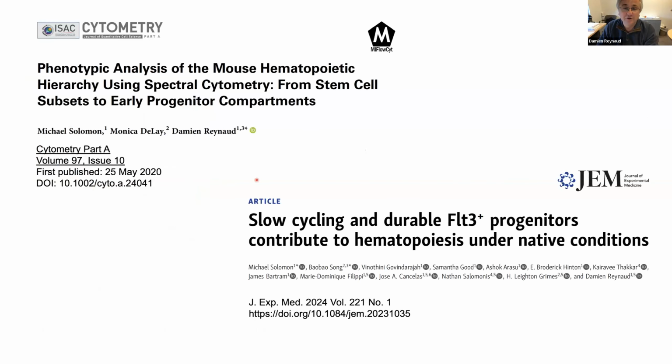Okay, I have been long, actually more than I expected, but I'm going to finish here and give you these 2 papers. It's a little bit of self-promotion. If you are interested in this 14 color panel, I will refer you to this paper that we published in 2020 in Cytometry Part A. If you are interested in the use of H2B or Ki67 reporter mice in the HSPC condition, I will refer you to this newly published paper in JEM.